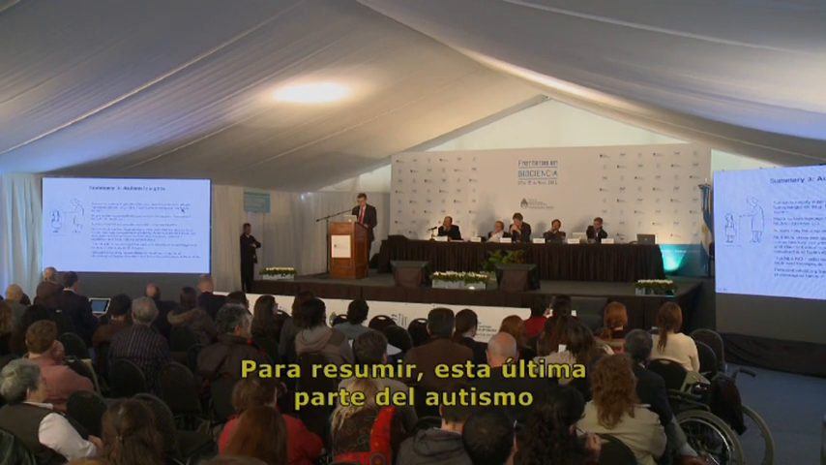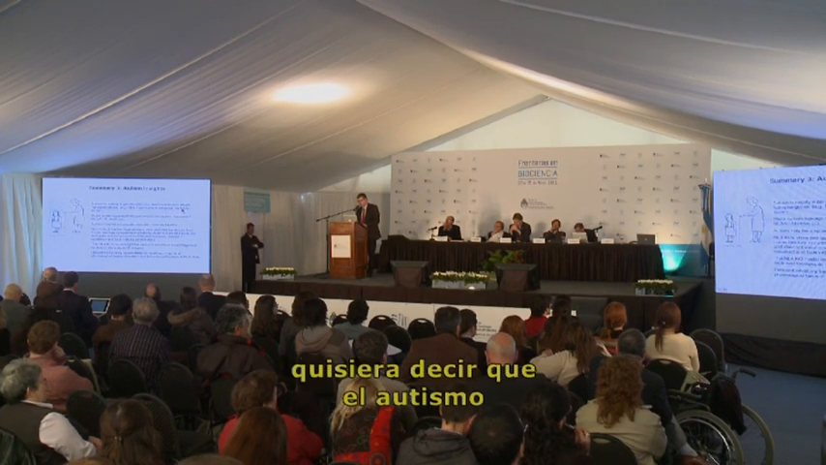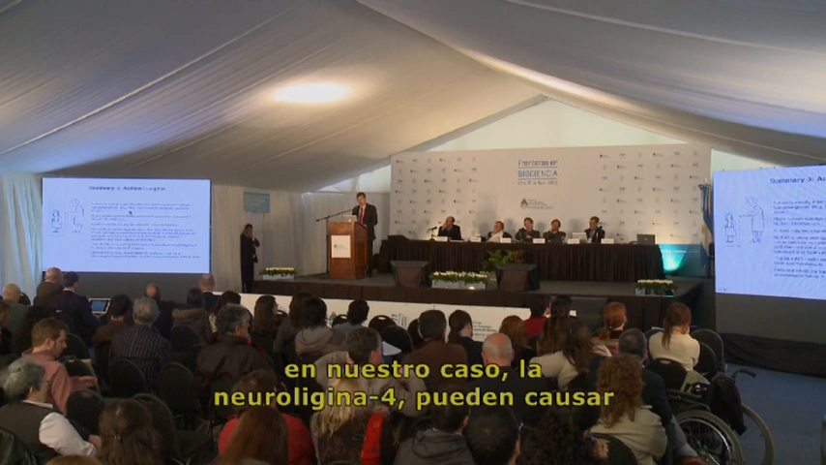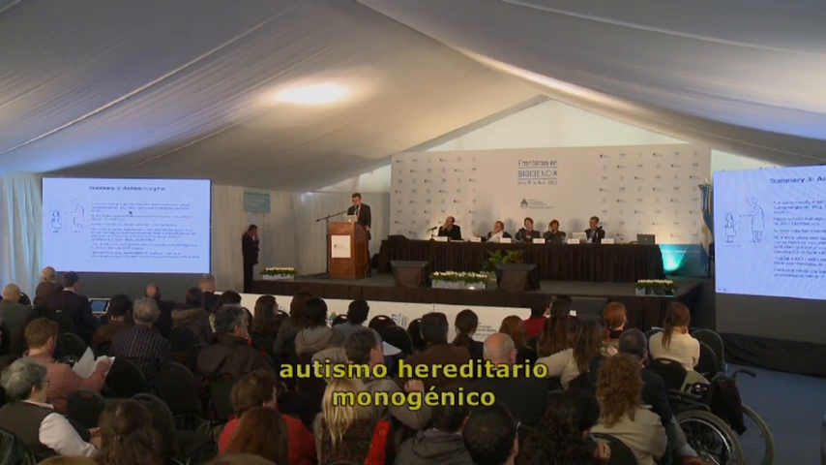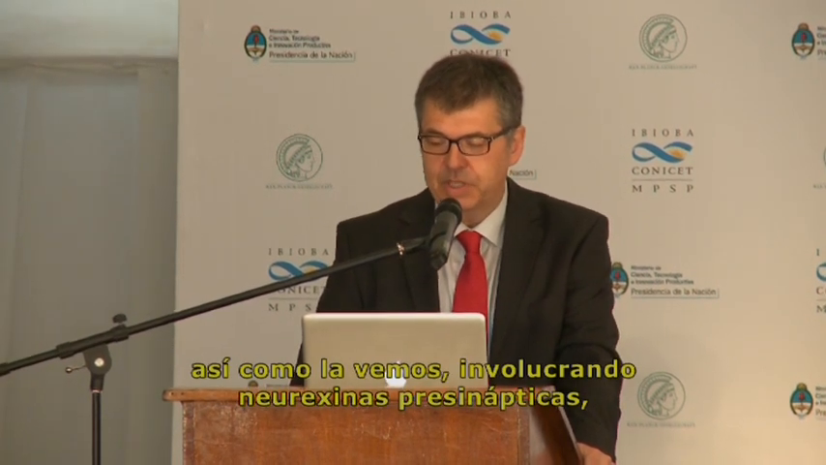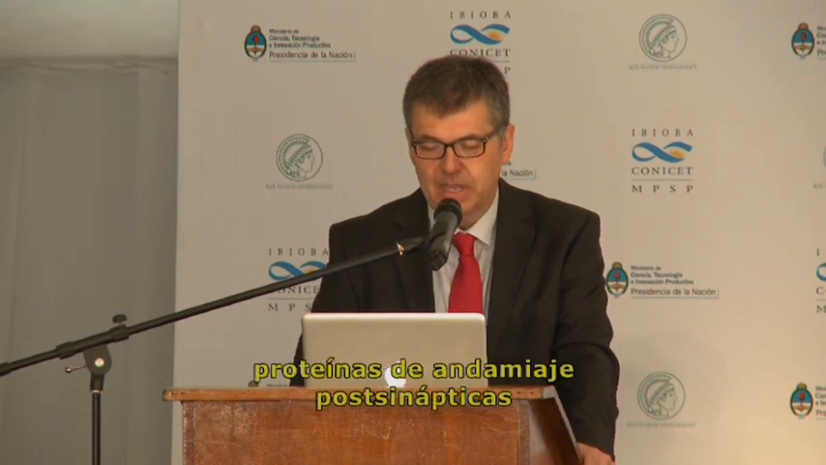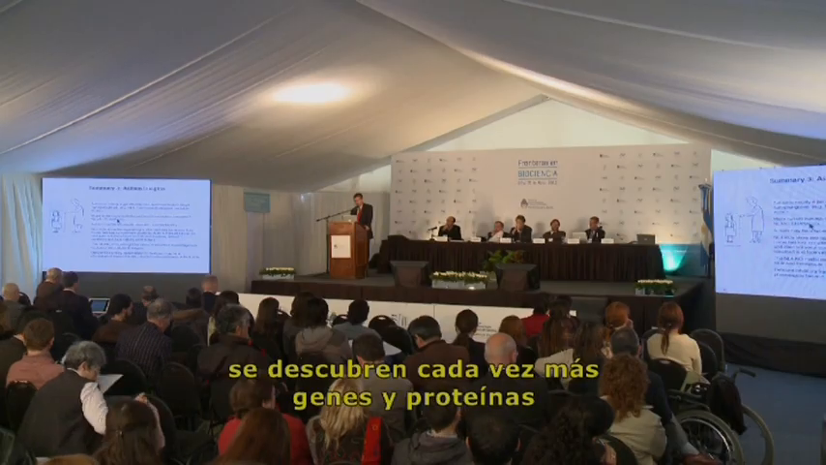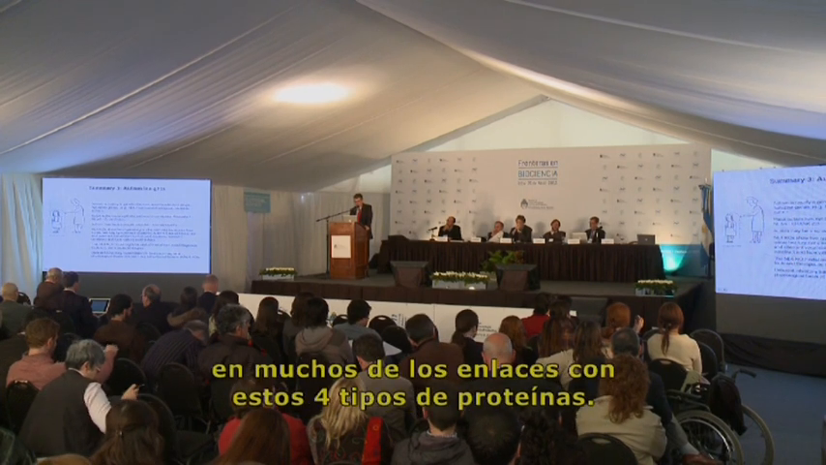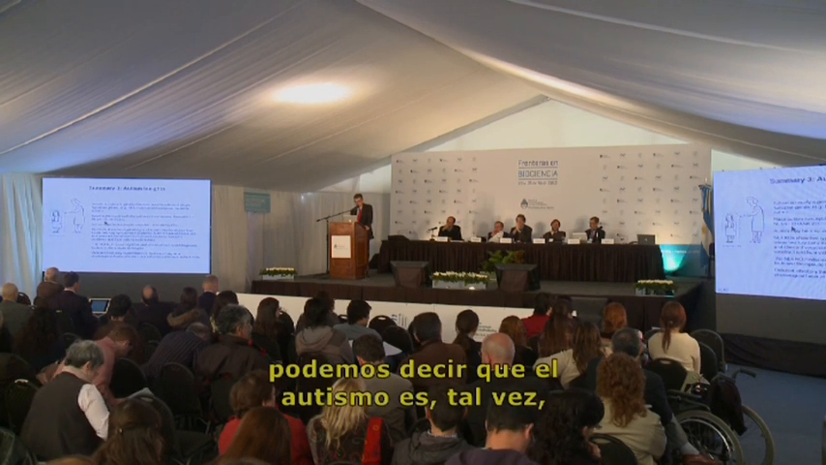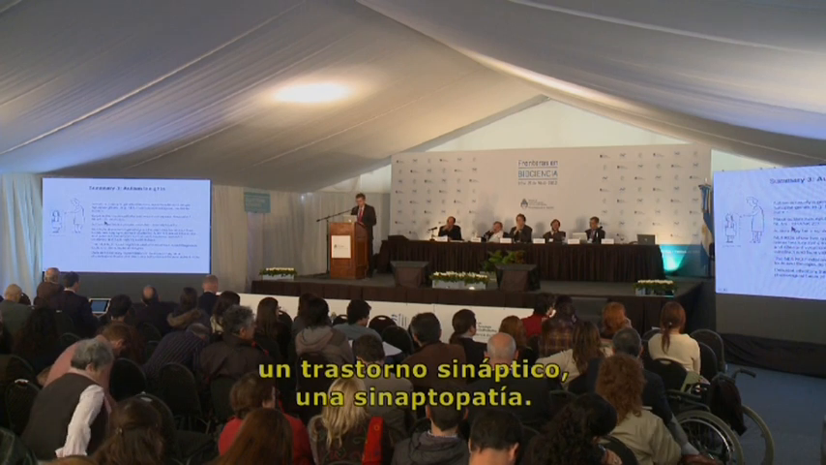So to summarize this last part on autism, I would like to state that autism is mainly a genetic disorder, and that mutations of single synapse genes, in our case here Neuroligin 4, can cause monogenic heritable forms of autism. There's a major autism susceptibility pathway, as far as we see it, involving presynaptic neurexins, postsynaptic neuroligins, and then postsynaptic scaffold proteins of the Shank family. And there are more and more genes being found in rare forms of monogenic heritable autism, and many of these link up to these types of proteins. So based on these data, we would argue that autism may be a synapse disorder, a synaptopathy.